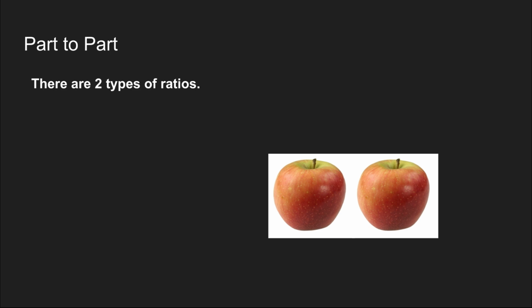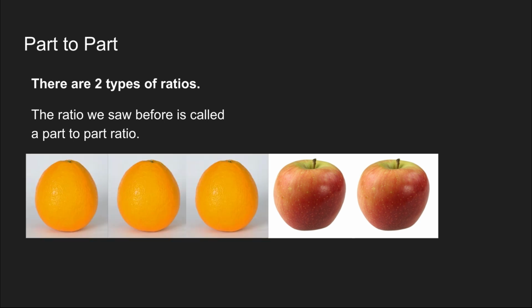Now, there are two different types of ratios. The first one is a part to part. Now, the ratio we saw before is what is called a part to part ratio. So basically, this means one object to another object, right? And so you have three oranges to two apples.